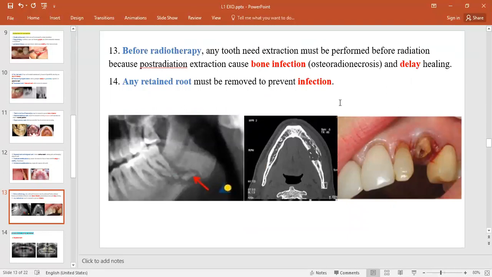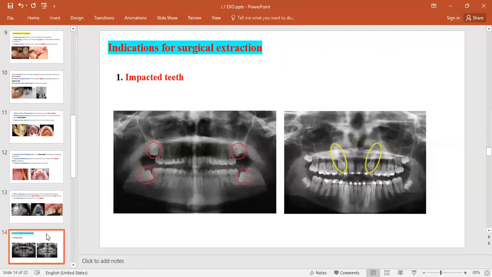Before radiotherapy: if any patient is to have radiotherapy after cancer treatment, the physician refers him to the dentist if he has any tooth to be extracted or filled. This is because radiation will cause obliteration of the blood vessels, so it will cause infection or delayed healing. Any retained root must be removed to prevent infection. Any retained root must be extracted.